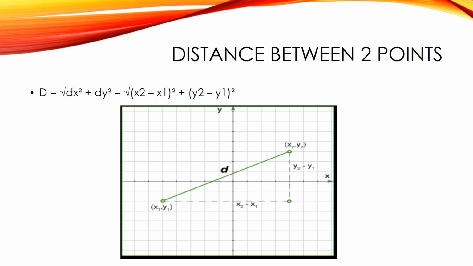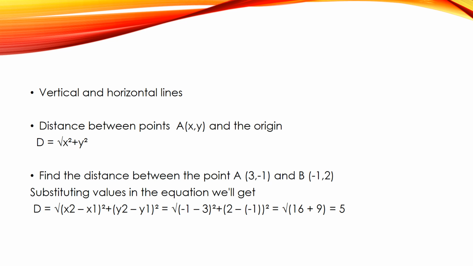Vertical and horizontal lines. If the line segment is exactly vertical or horizontal, the formula above will still work fine, but there is an easier way. For a horizontal line, its length is the difference between the x coordinates. For a vertical line, its length is the difference between the y coordinates. And the distance between the point A(x, y) and the origin is given by d equal to square root of x squared plus y squared. As one point is the origin with coordinates (0, 0), the formula can be simplified to this.